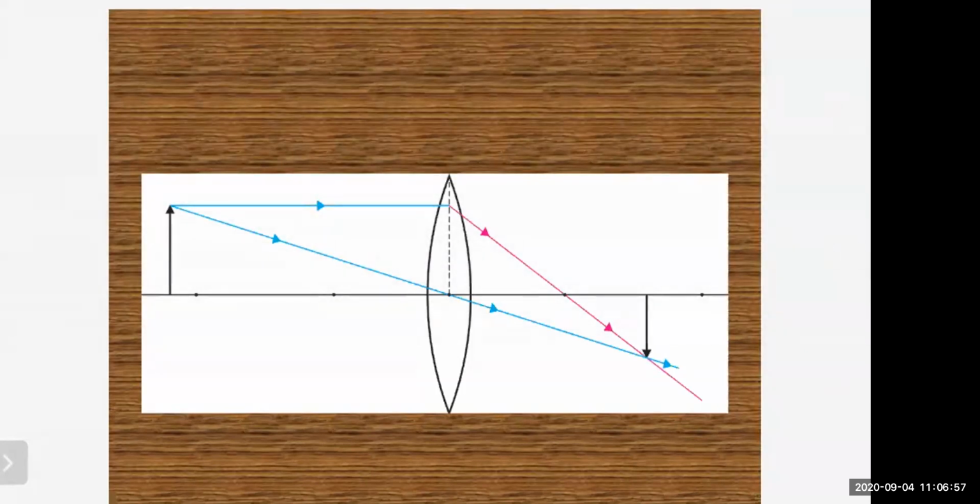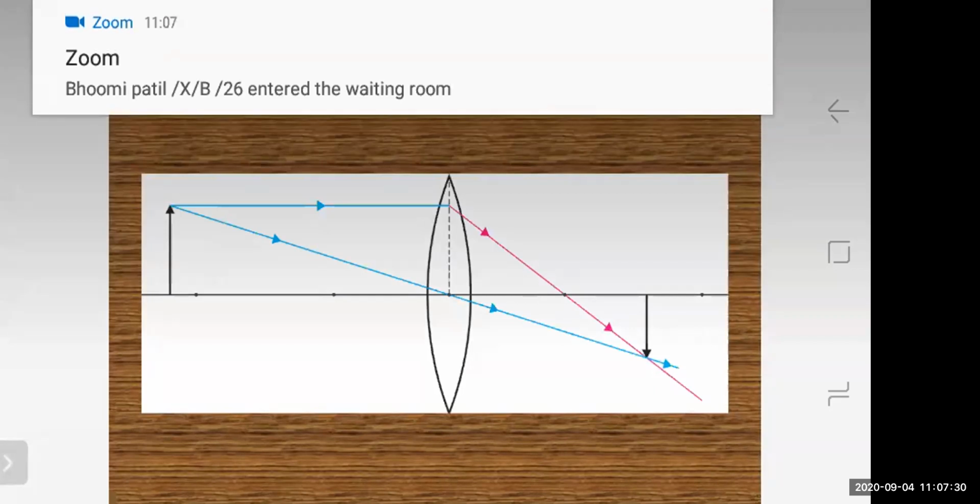What are the 3 rules for obtaining an image? The first rule is that the incident ray should be parallel to the principal axis, and the refracted ray should pass through the principal focus. The second rule is that when the incident ray passes through the principal focus, the refracted ray is parallel to the principal axis. And the third rule is that when the incident ray passes through the optical center of the lens, it passes without changing its direction. So in this way, 3 conditions are there through which the ray should pass. This is for the convex lens.